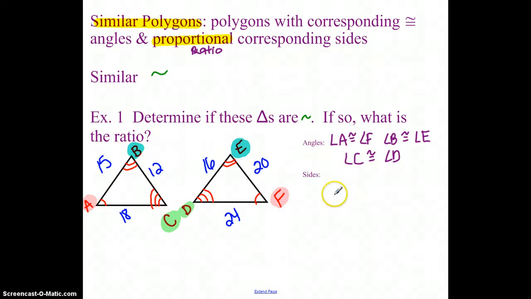So now if we want to match up sides, let's go from this one to this one, so we keep our pairing alike. So blue to pink in this one is 15. Blue to pink over here is 20. So 15 over 20. They both have 5s in common, so I can reduce that down to 3 over 4. So if these triangles are really similar, that means that all the rest of them should have sides when we match them up that reduce down to 3 over 4.